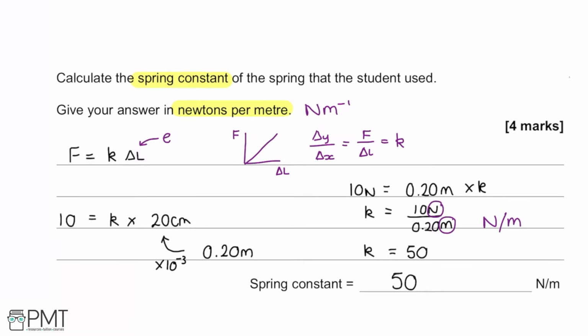So then the marks here are distributed like so. Firstly, for converting the centimetres into metres, and then substituting our values into the equation, doing the division to find K, and then calculating the correct value of K, which is 50.